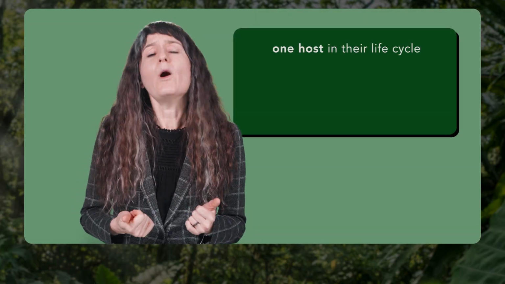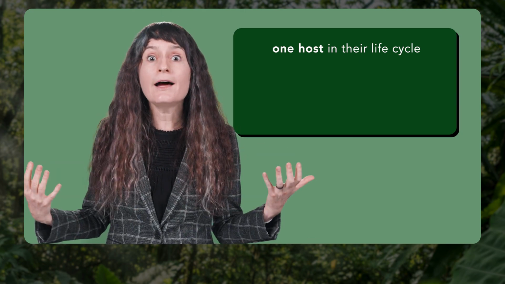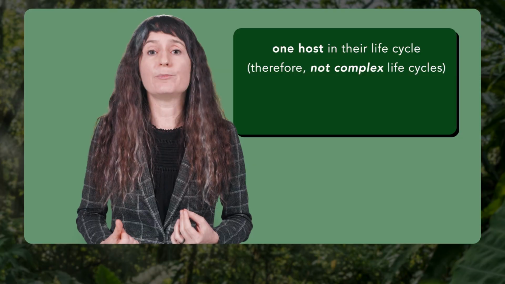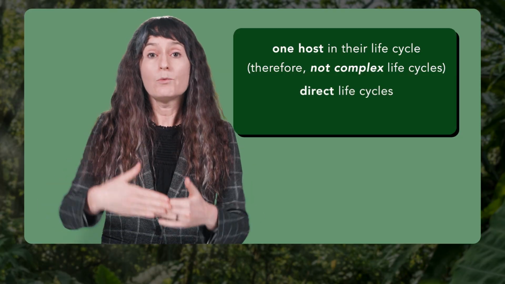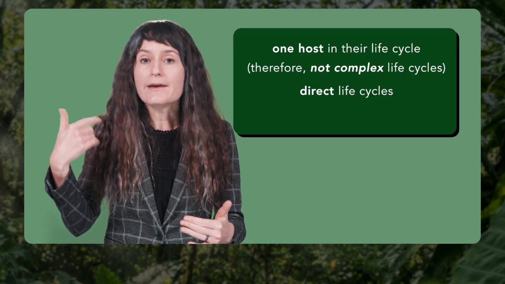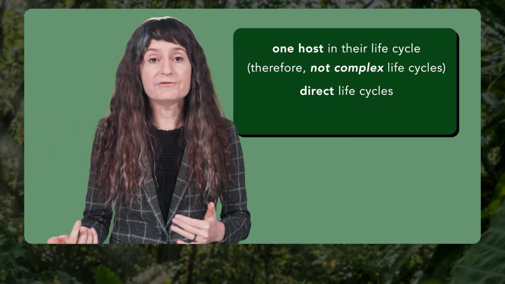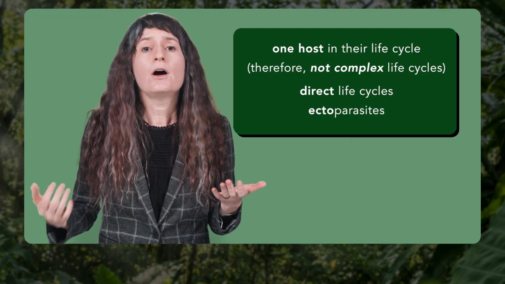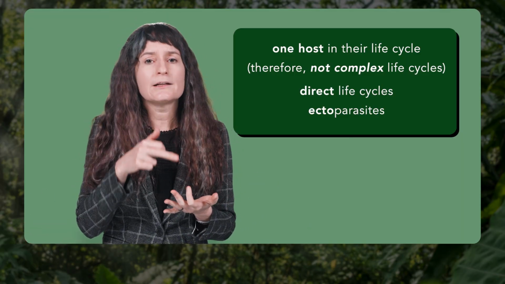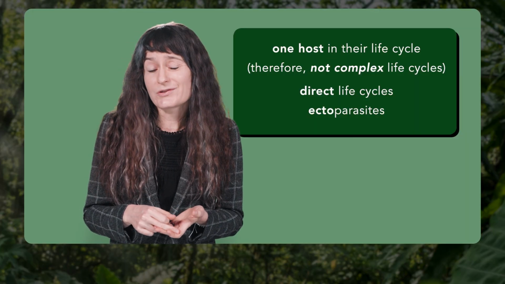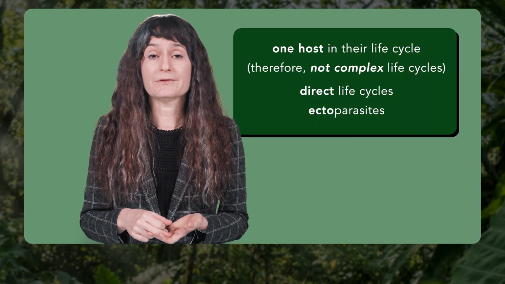These guys have only one host in their life cycle, so unlike, for example, the trematodes, monogenes are not complex life cycle parasites. They have direct life cycles where they're moving from one host to another host of the same species, not passing among hosts of different species. They are ectoparasites, typically found on the skin, gills, inside the cloaca, and inside the nasal capsules of hosts. And the hosts are usually aquatic organisms.